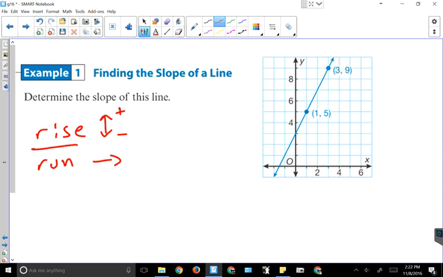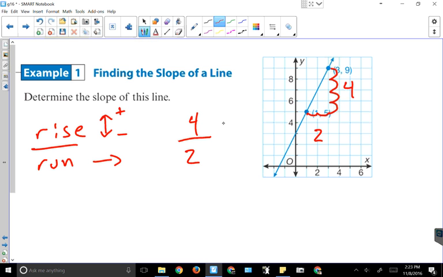So, what I want to look at here is my points. If I take a look at this, how far do I have to go to the right and how far up to get to the next point? 1, 2, right? And then I have to go up 1, 2, 3, 4. So, this is always going to get written in the form of a fraction. So what number goes on top? 4. What number goes on the bottom? 2.